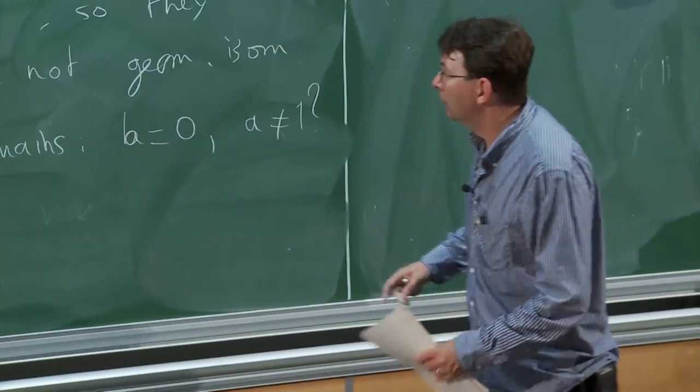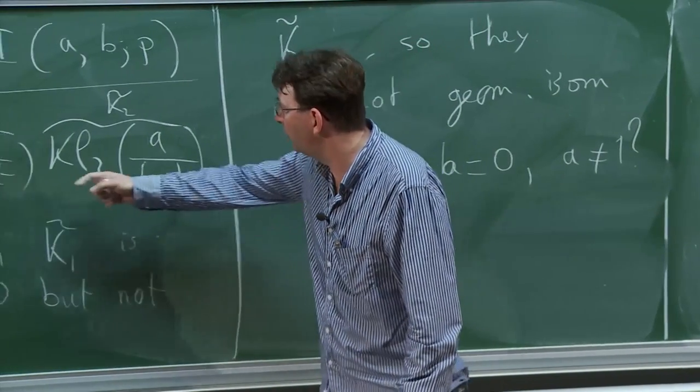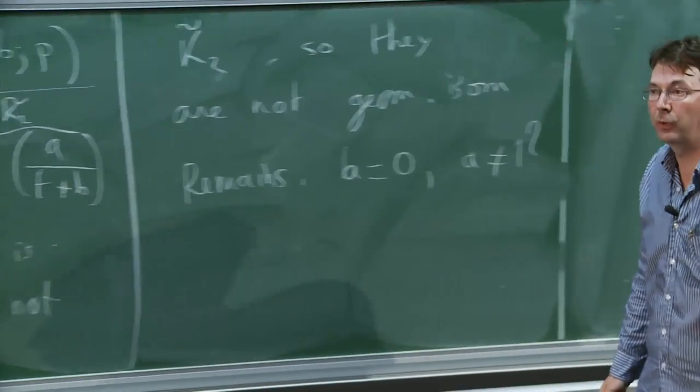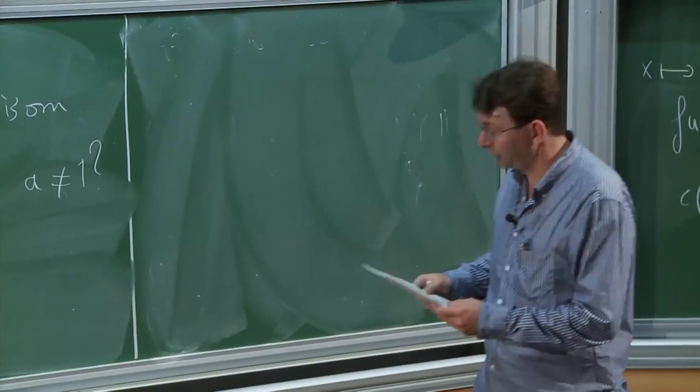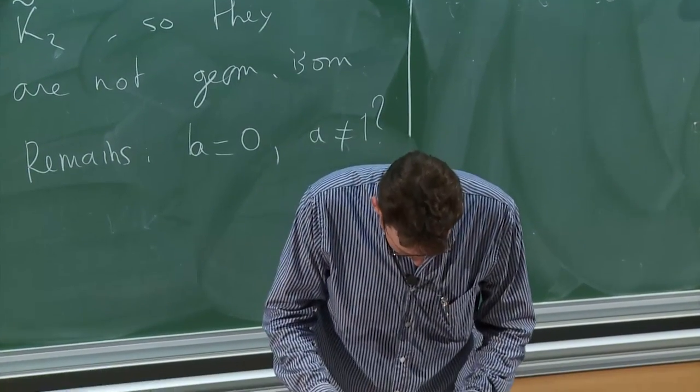Anyway, next week we'll see further invariants which allow you to distinguish KL2 of 1 over T from KL2 of A over T and show that when A is not 1, they are indeed not isomorphic. So this is still not clear with the amount of information we have.